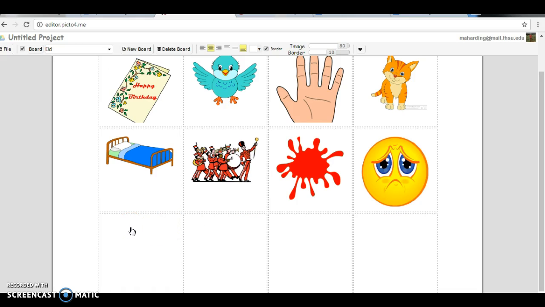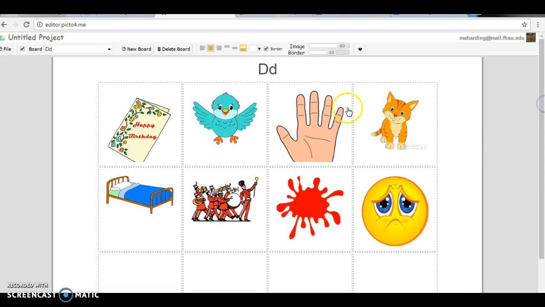So I'm going to pretend now this is not my board. This is a friend's board that I'm looking at, that I can leave a comment here for them. So I'm going to look back through their board. I can see up here they were trying to find the D sound at the end. Card, good. Bird, yep. Hand, yep. Cat, oh, that doesn't have a D sound.